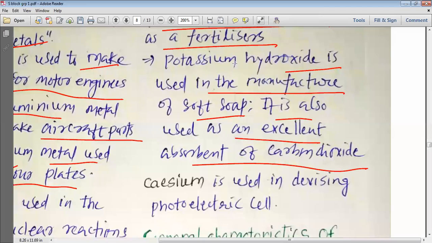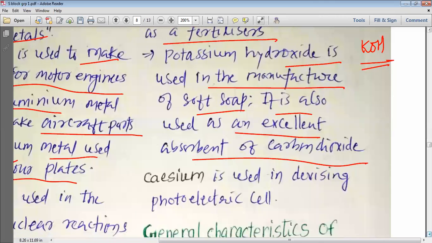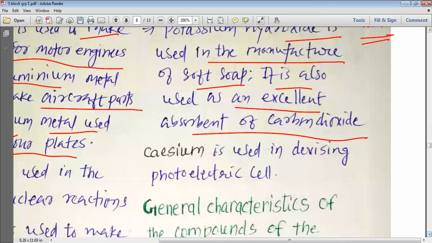So there is a compound of potassium which is known as potassium hydroxide, KOH. This potassium hydroxide is used in the production of soft soap, which we sometimes call liquid soap, and it is also used as an excellent absorber of carbon dioxide gas.